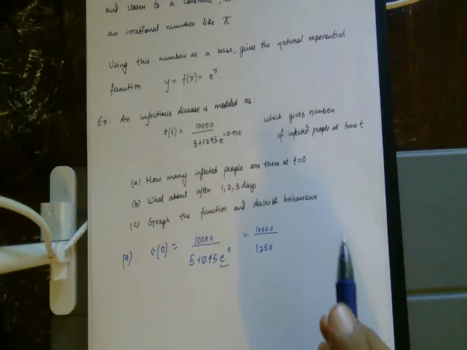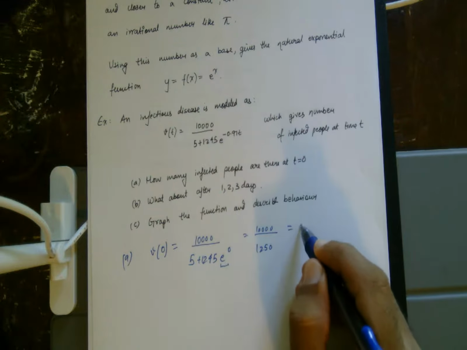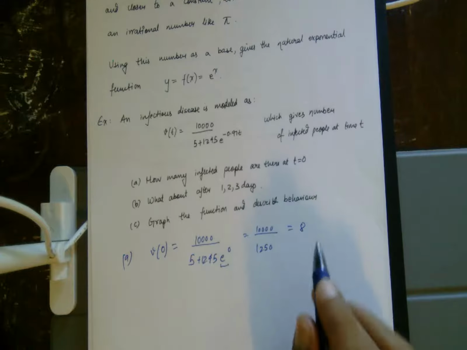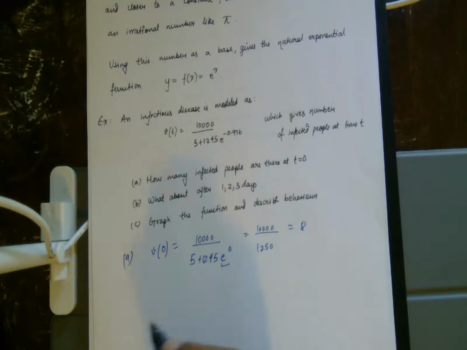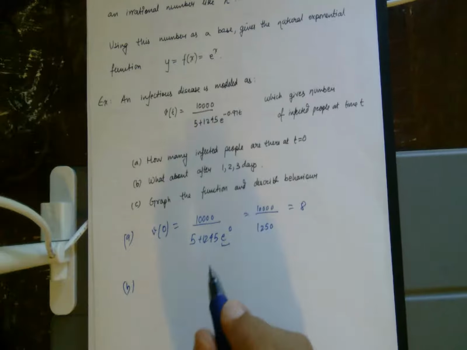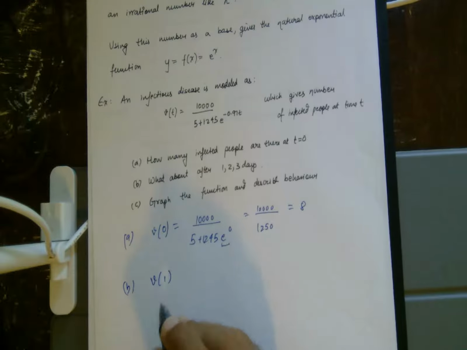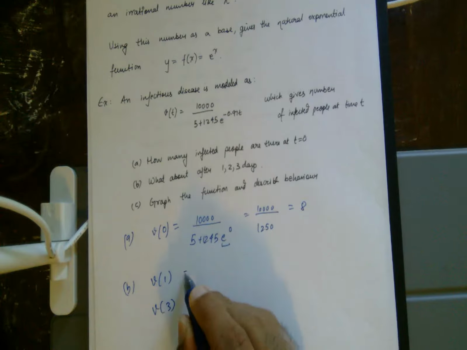I think that should be 8. Let me verify. Yeah, this comes out to 8. So at time 0, there are 8 infected people. Then it says find V1, V2, V3. I'll just show you V1 and V3.